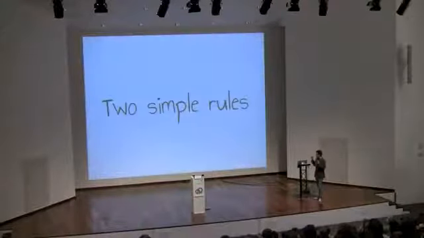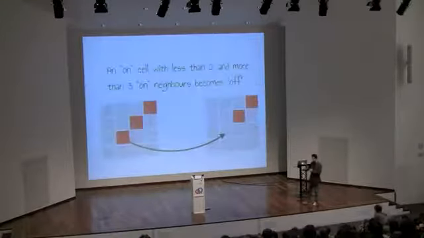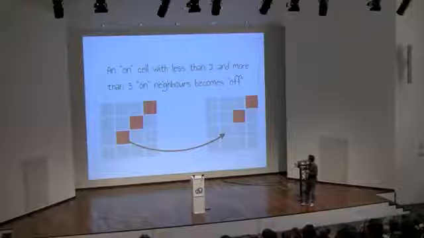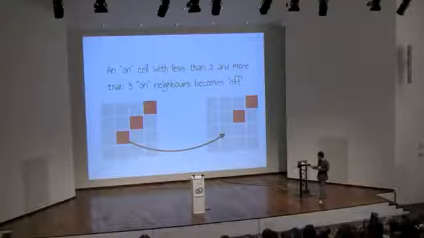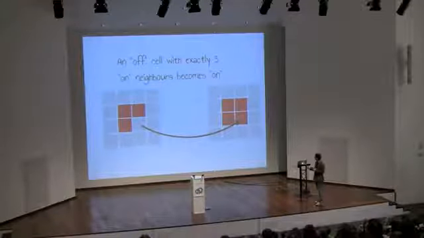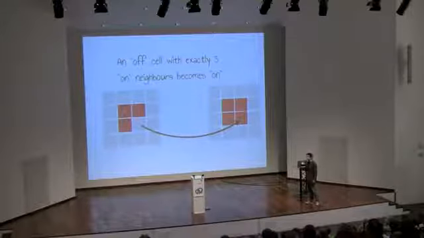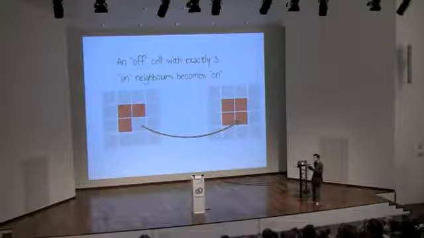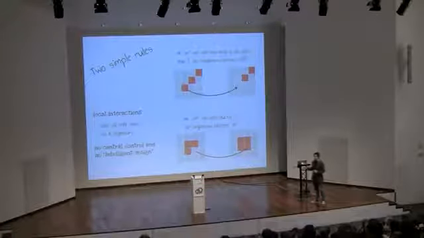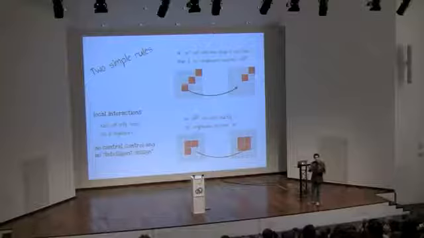And I'm just going to tell you that there are just 2 simple rules. So the activation of these cells will evolve with time, and when we have an on cell that has less than 2 or more than 3 on neighbors, it gets switched off. And it's what happens with this red cell here. And the second rule is when you have an off cell with exactly 3 on neighbors, it gets switched on. So just these 2 rules, and what's important about these rules is that these are only local interactions. Each cell only sees the 8 neighbors around them.